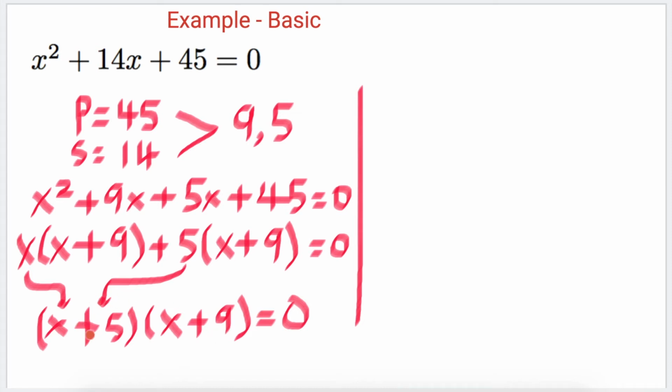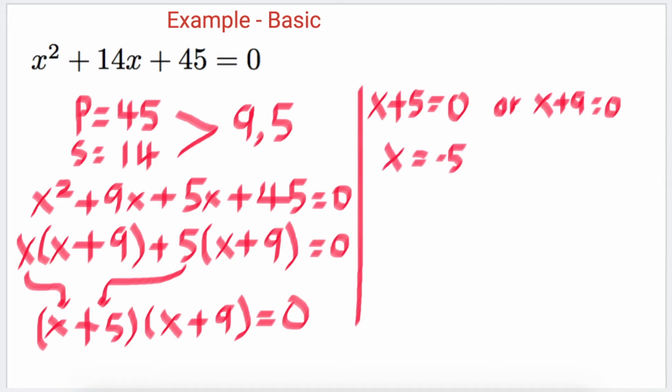If you multiply two factors and you get 0, we know that either one of those two factors is 0 or both of them are 0. So we're going to set each of the factors equal to 0. So x plus 5 equals 0 or x plus 9 equals 0. Now we can solve each of the linear equations. For x plus 5, when you solve it, you get x equals -5, and for x plus 9, you get x equals -9. And that's how you solve by factoring.